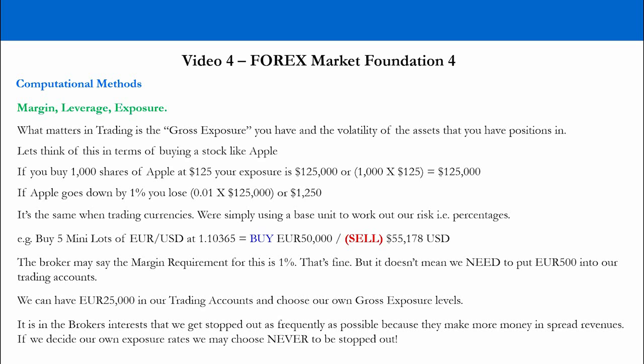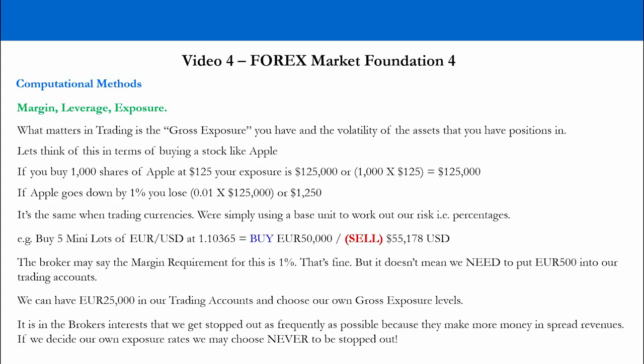So let's say we bought 5 mini lots of euro dollar at 1.10365. That's going to be 50,000 euros, so in base currency, 50,000. And it's going to be 55,178 US dollars, so in quote currency, 55,178. And let's say the margin requirement at the broker is 1%.